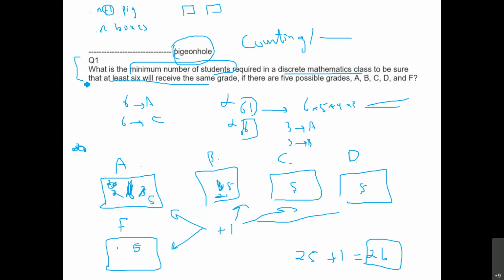The question is a different taste of it. What's the minimum number of students required to get at least 6 with the same grade? So it's different. It's like saying how many pigeons you'd need to ensure that at least 6 pigeons will be in one box. At least 6 students will get the same grade, and so on.